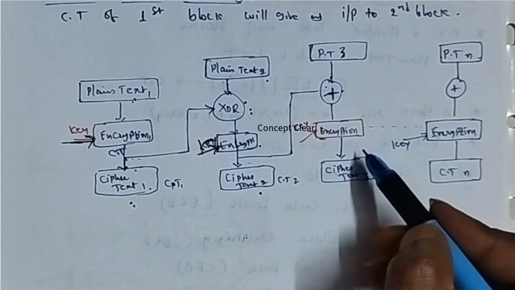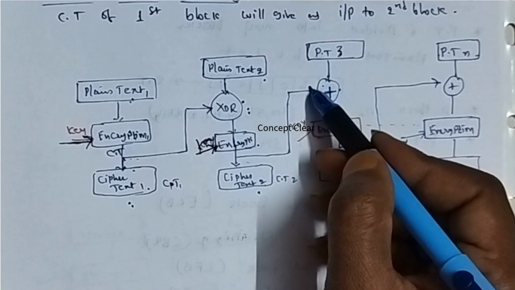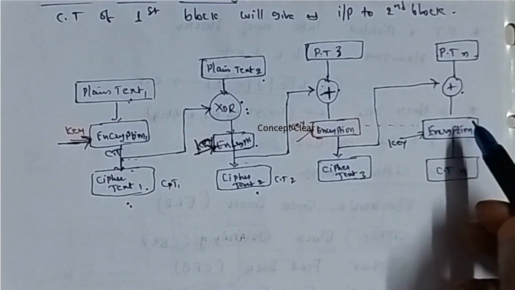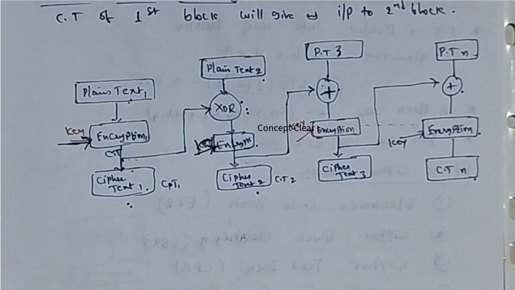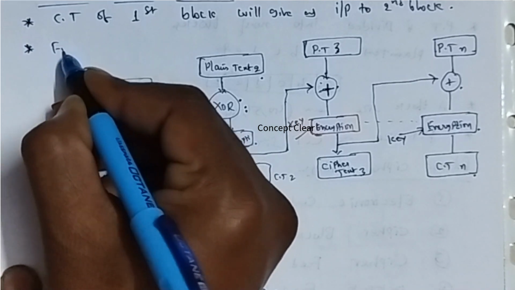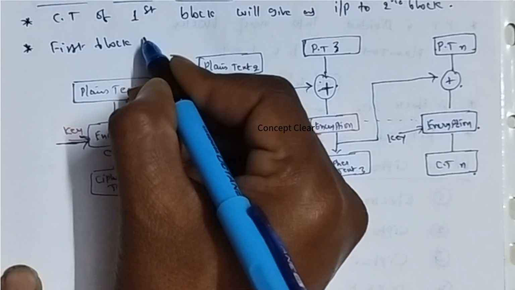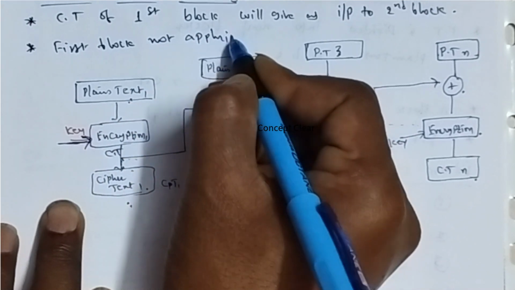At the end of the blocks, again we get this ciphertext, which goes for the XOR operation and then again to encryption. We will get the ciphertext. Here, the first block does not apply the XOR operation.